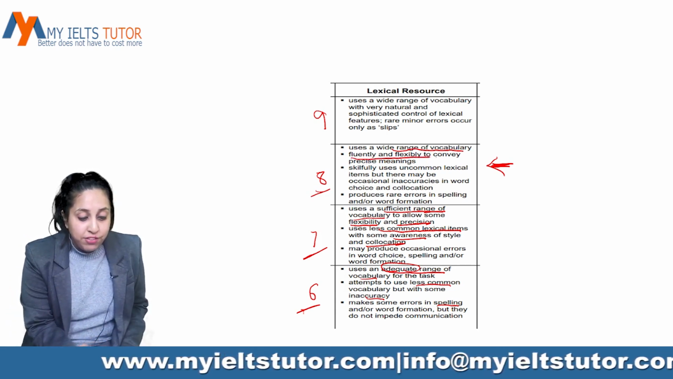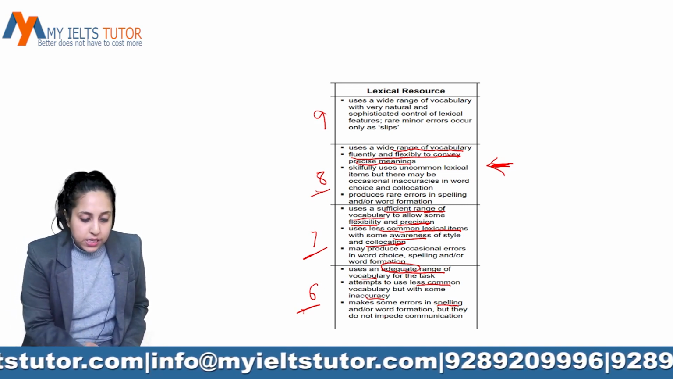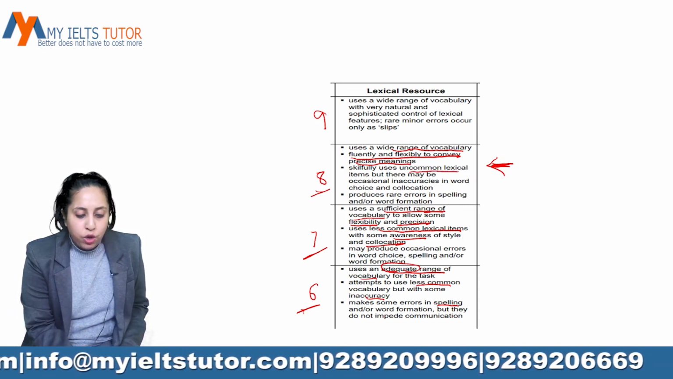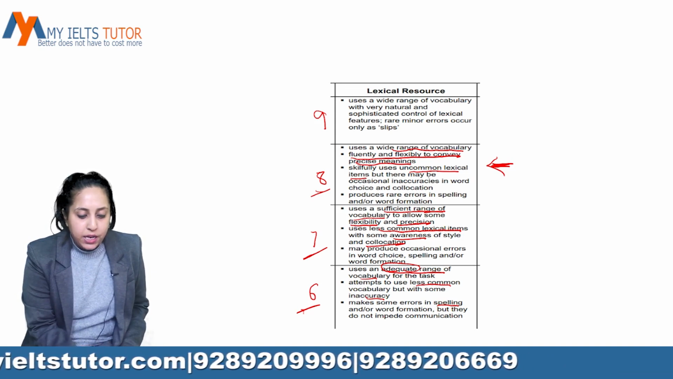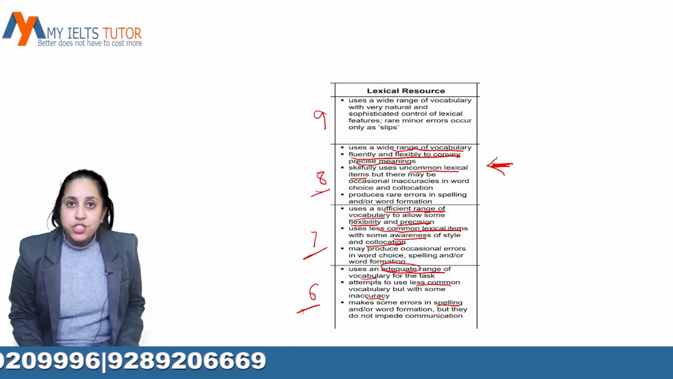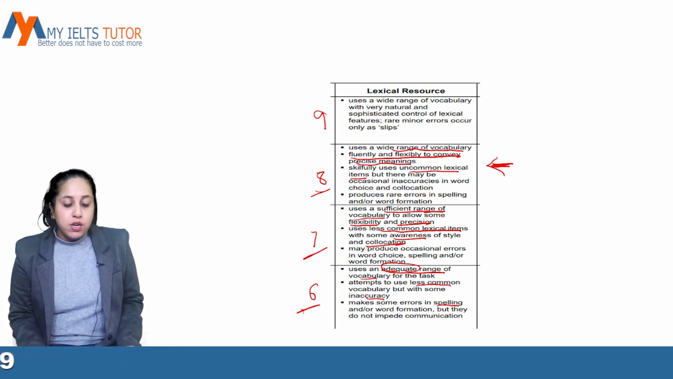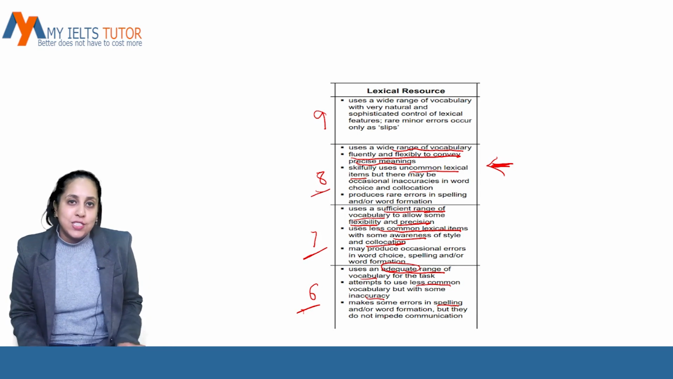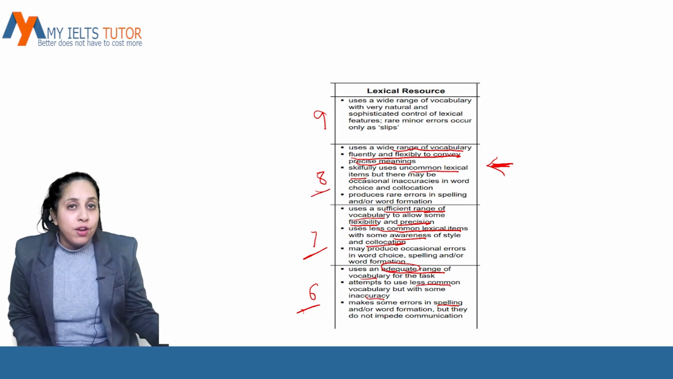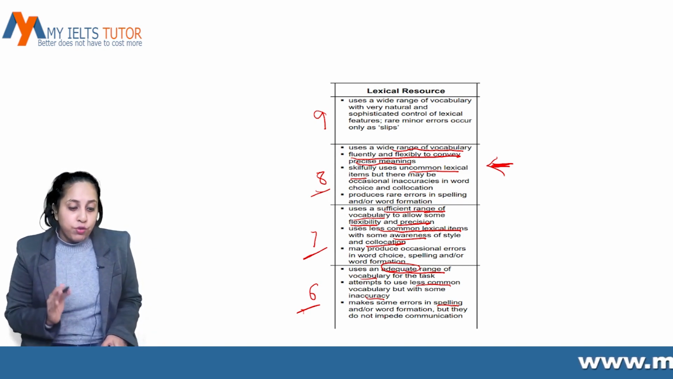Fluently means naturally, flexibly conveying precise meaning, right? You are skillfully using uncommon lexical items, but maybe with occasional inaccuracies in words. Occasional means one or two inaccuracies, but otherwise you're using good words, skillfully managing lexical resources, using your vocabulary naturally with flexibility and precision, right? So this is what we need to do.